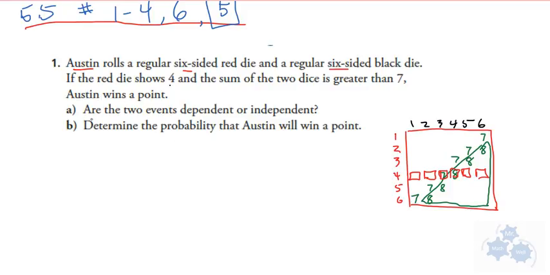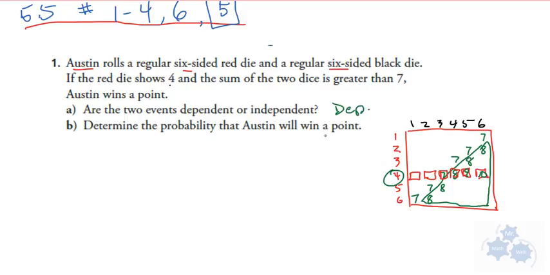So first of all, are the two events dependent or independent? Well, they would totally be dependent, because one of the conditions is rolling a 4, but that 4 is also involved in these sums as well. So yes, dependent.